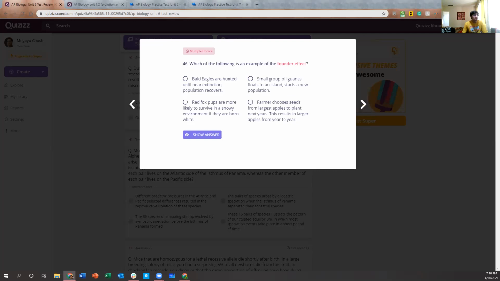Which of the following is an example of the founder effect? The founder effect has to do with genetic drift because you have a small population, because they just moved into a new environment. But they're founding a new population, so this is probably the best answer. Because they're floating to an island and they're starting a new population. As the name suggests, they're a founder, right? So they're founding a new population.